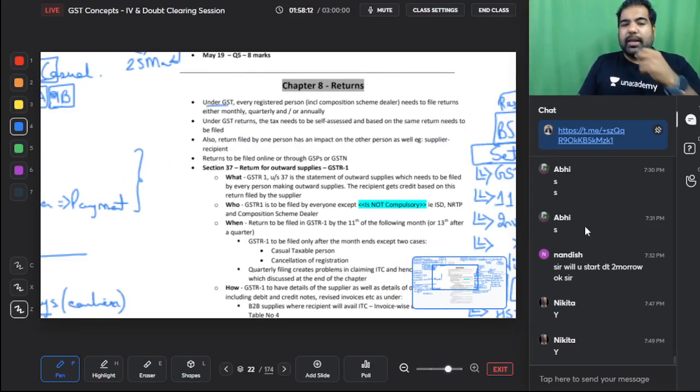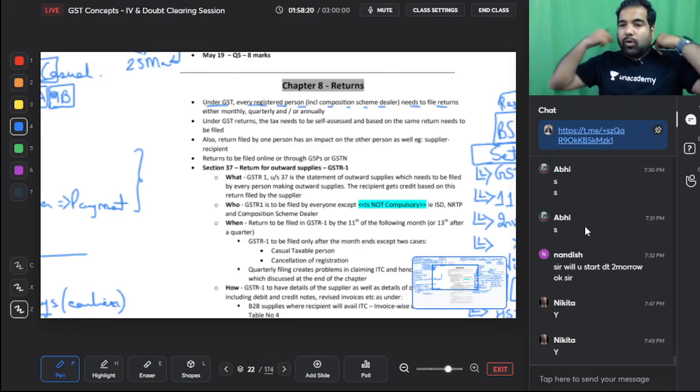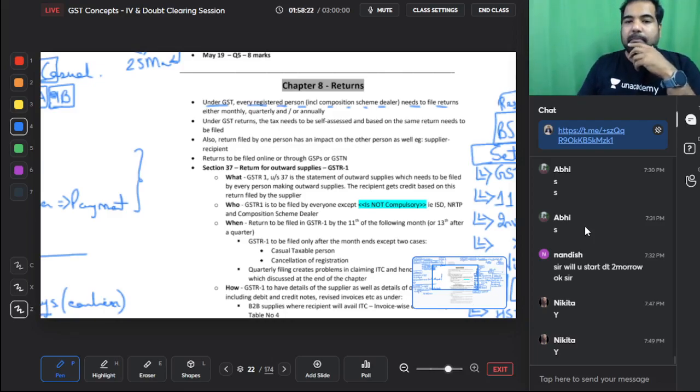Under GST, every registered person, including composition scheme dealer, needs to file returns. Guys, there is one change of IFF. I'll tell you once we finish. There's a new scheme called quarterly return monthly payment scheme. You have to file the returns either monthly, quarterly or annually.